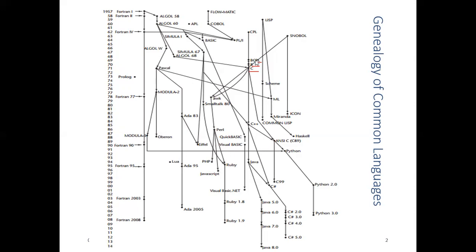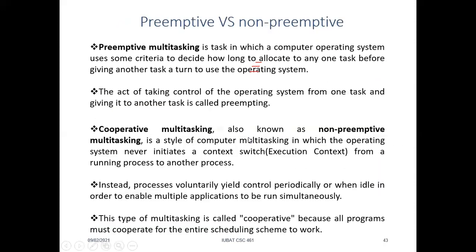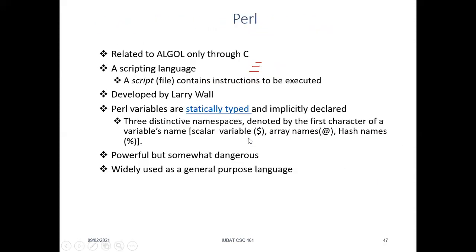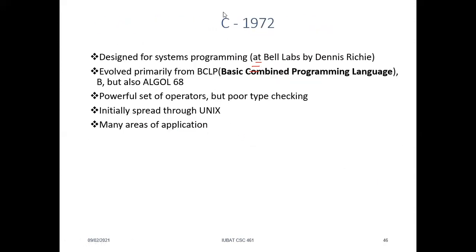So you see that C programming language came from a programming language called BCPL, which also came from CPL. So the idea is nothing new, it was just a modified version. It had a powerful set of operators, but C doesn't have good type checking. Still we don't have that one. And it initially spread to Unix.